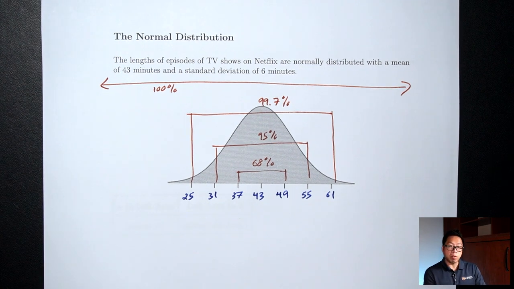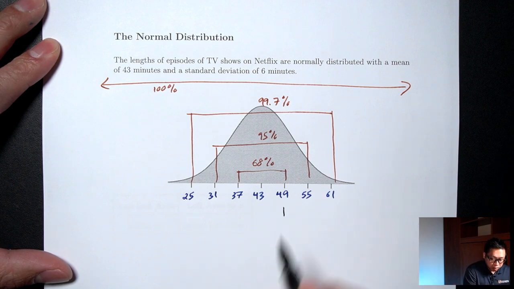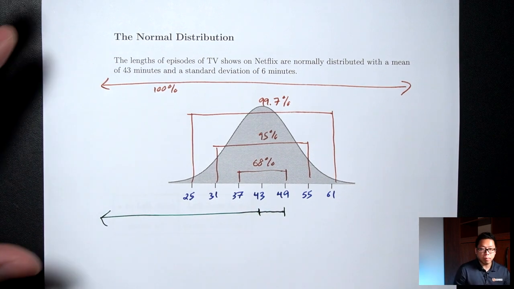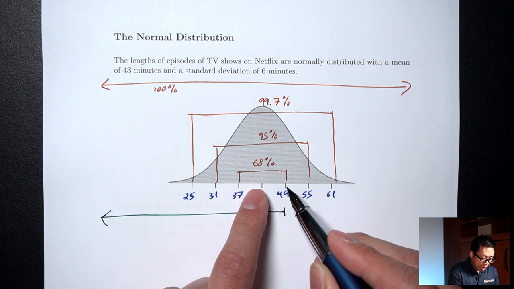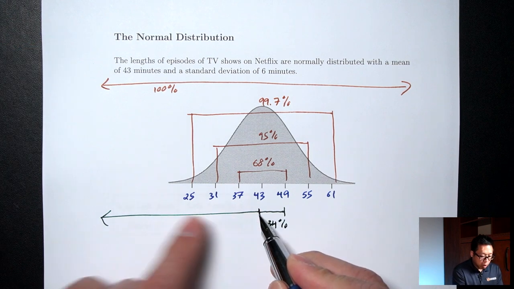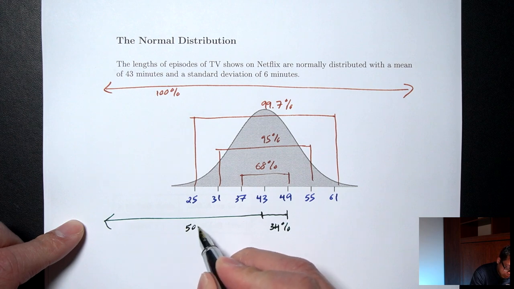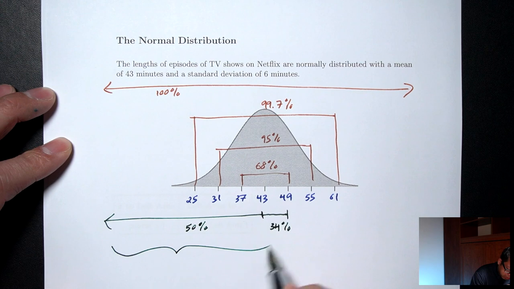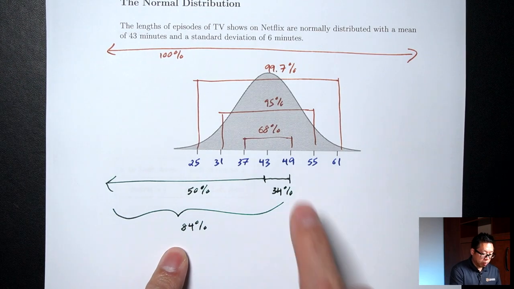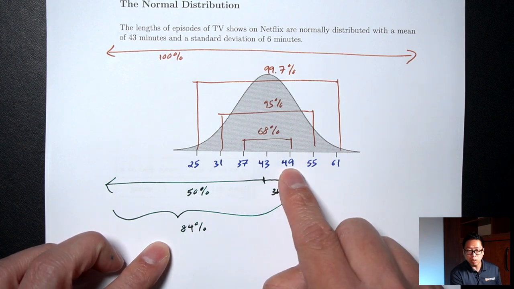And using the empirical rule, we were able to answer questions like, what percent is less than 49, or what percent is below 49. And the way we found that was we broke this up into two pieces, so 49 to the middle, and then the middle all the way to the left. 49 to the middle should be half of the 68%, so half of 68% is 34%. And the middle all the way to the left is half of the 100%, and half of 100% is 50%. And then that together, 50% plus 34% is 84%. So 84% of the data is below 49. These numbers here represent minutes, and we're talking about Netflix shows. So 84% of Netflix shows is below 49 minutes.